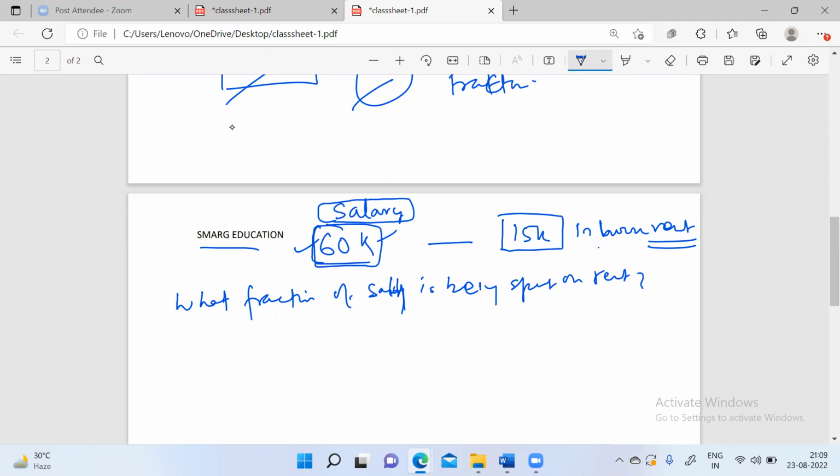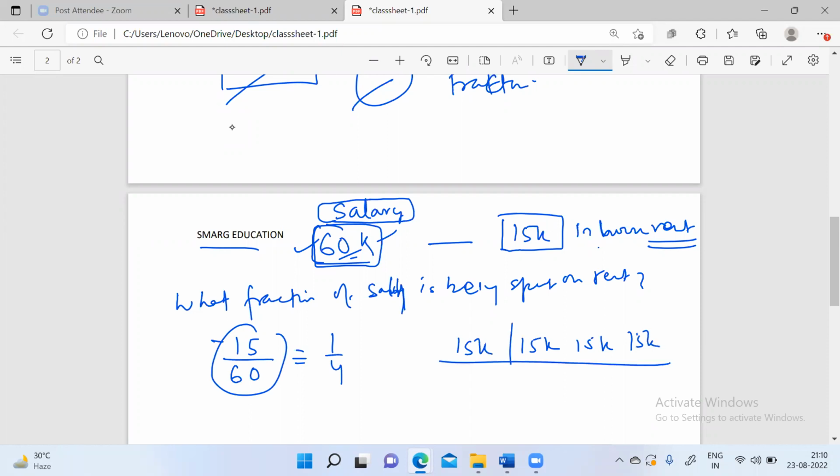1 by 4. So how did you get that? 15,000 upon 60,000, which is the whole. 15,000 is the amount spent. So 15,000 by 60,000 ultimately became 1 by 4. There is another way to think without writing it. If we visualize it, 60,000 is 4 sets of 15,000. So out of these 4 parts, we spend 1 part on house rent. That's why it is 1 by 4.